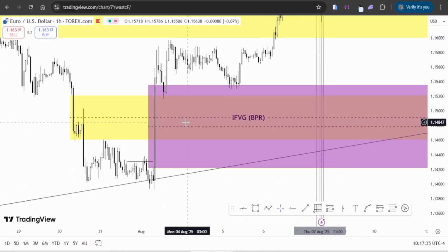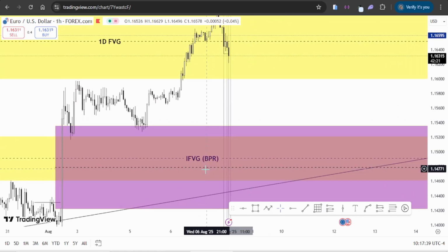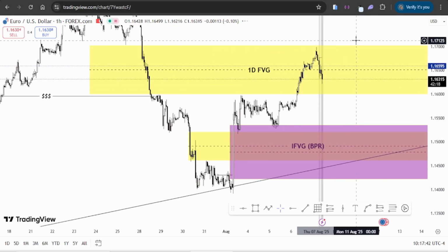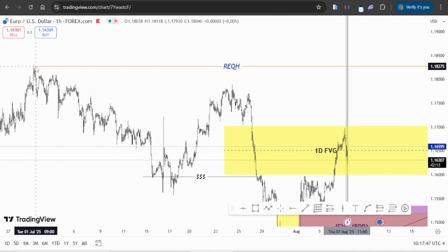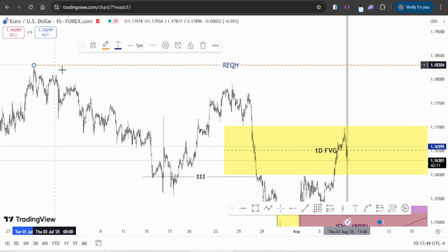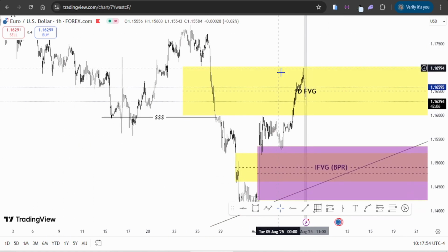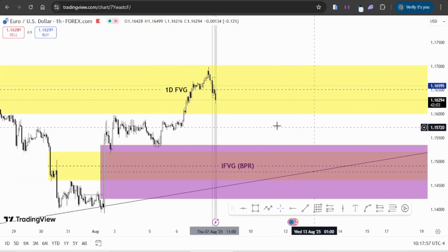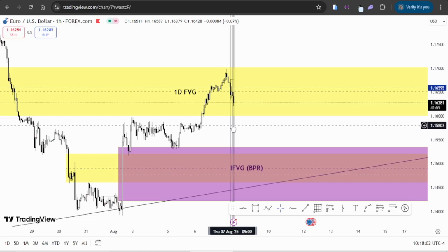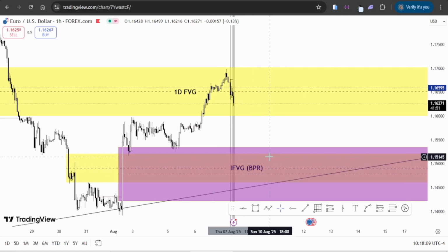So this level, this balanced price range, is actually a very nice level for us to look for a long position to target this high here on Euro USD. So that is what I am looking for. That is actually what I am waiting for price to do. Okay, I don't want to start looking at how to build positions to take price down to this level.